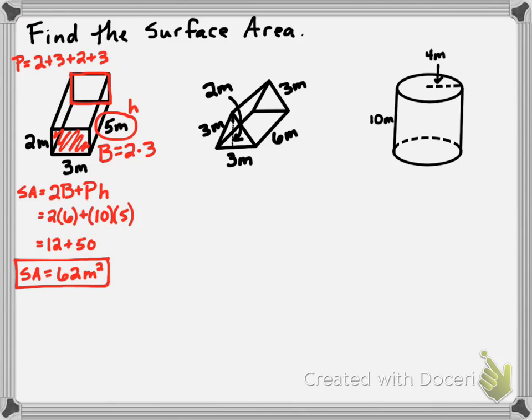Alright, then for the triangular prism, I have the same formula. Okay, so I've got to find my base. Again, I'm going to use the front side. I could have used the back triangle, but since they're the same, it doesn't matter. Okay, so that triangle is a 3 by 2 triangle. So 2 times 3 divided by 2.